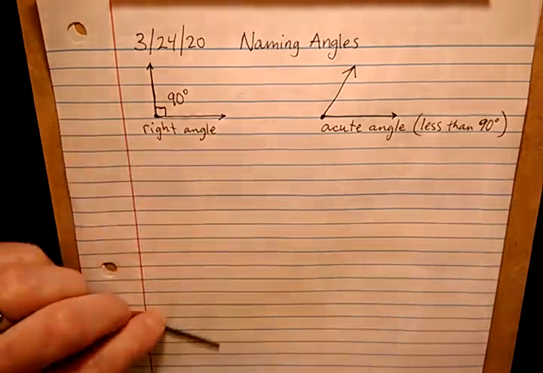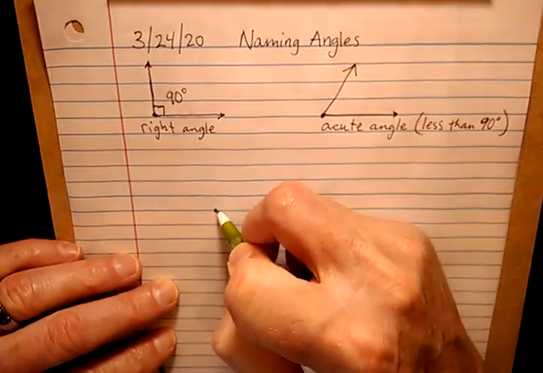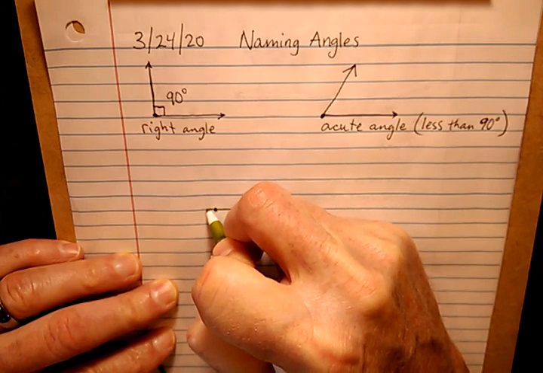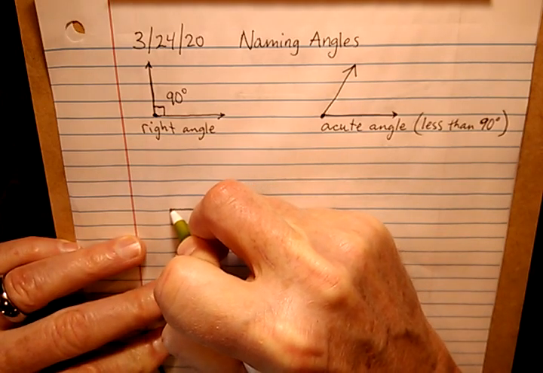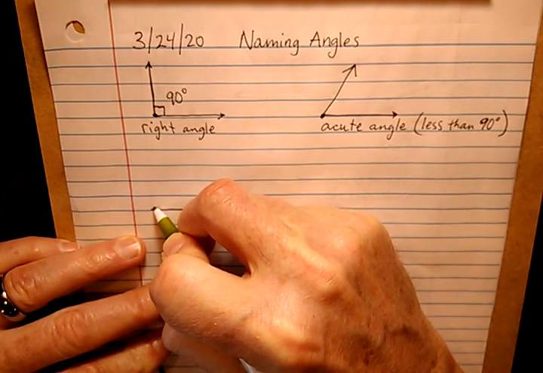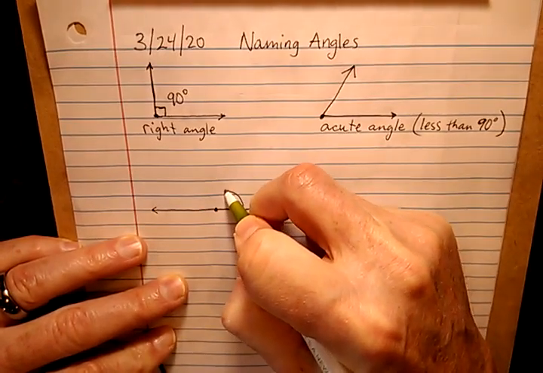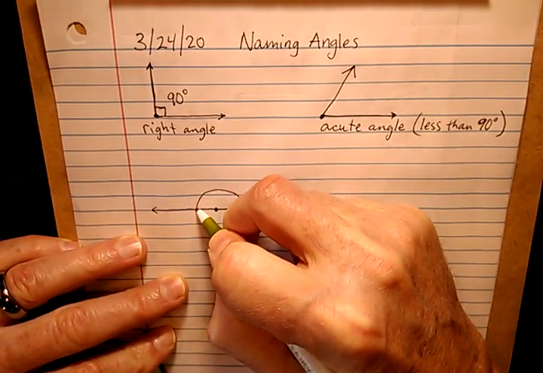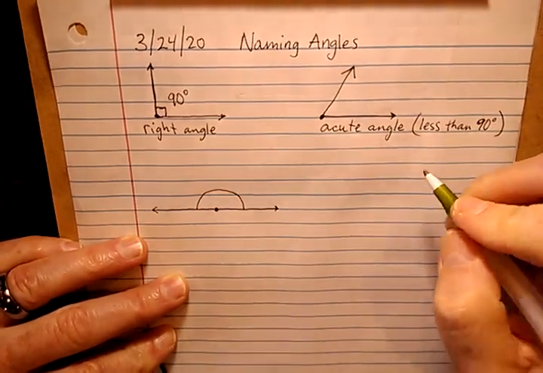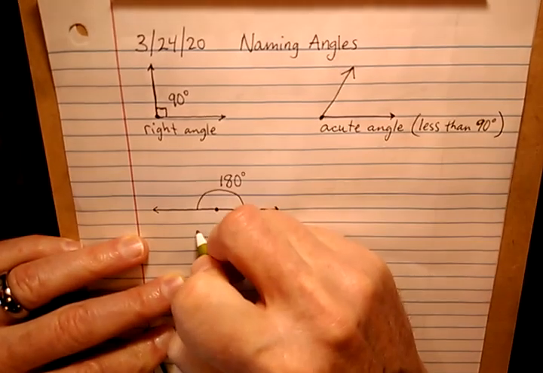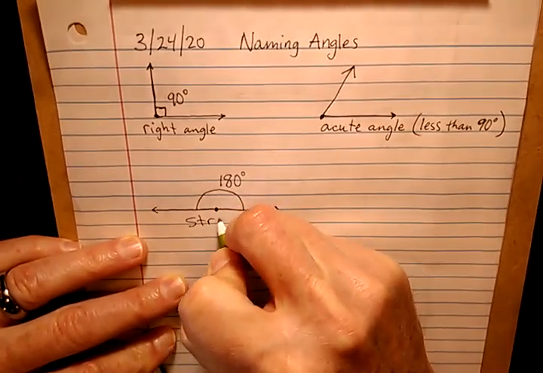So let's draw that. One ray goes out to the right, and the other one out to the left in the opposite direction. And since it rotated from here all the way around to there, like a half circle, it's 180 degrees, and that's called a straight angle.